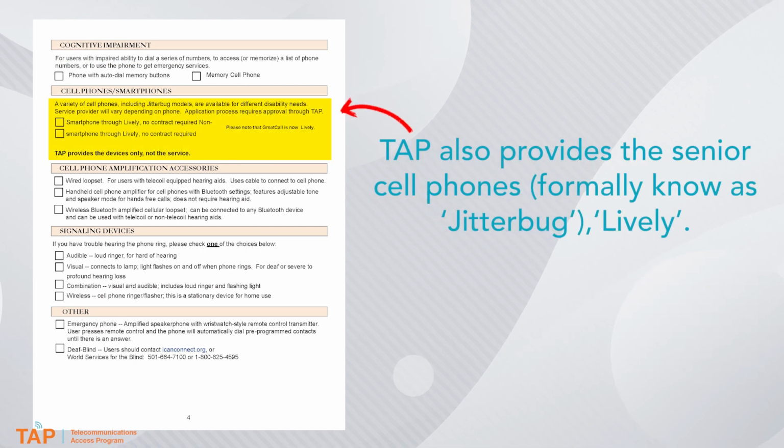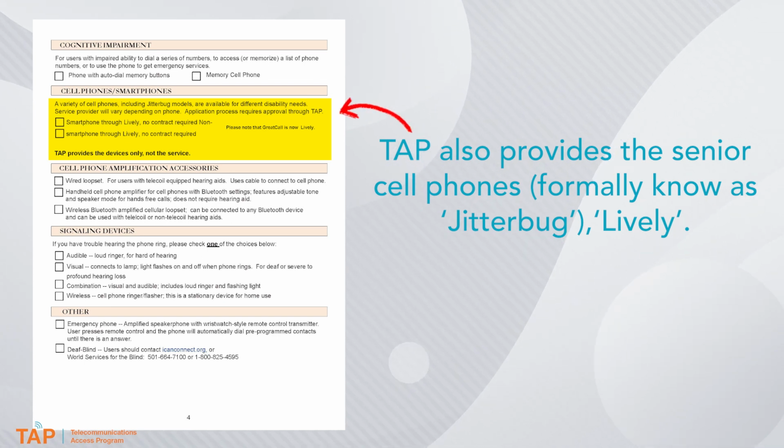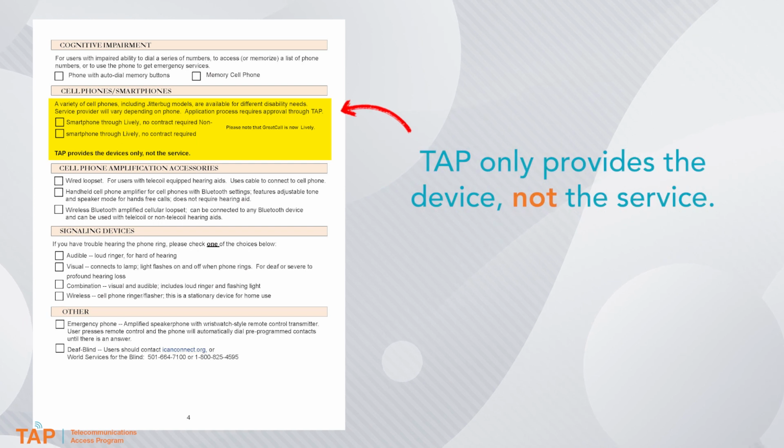We also provide the senior cell phones that used to be called Jitterbug, but now are called Lively. They have both smartphone and flip phone models available. Lively phones can only use phone service provided by their company, Great Call. Please remember that TAP provides phone equipment only. We do not provide any phone service.